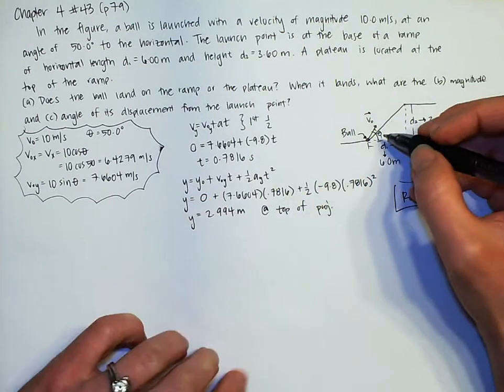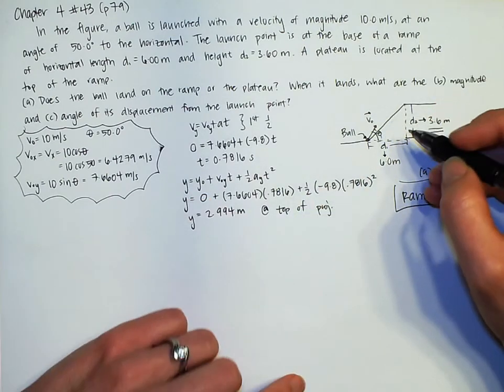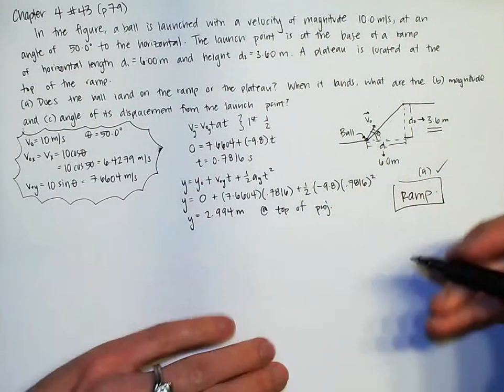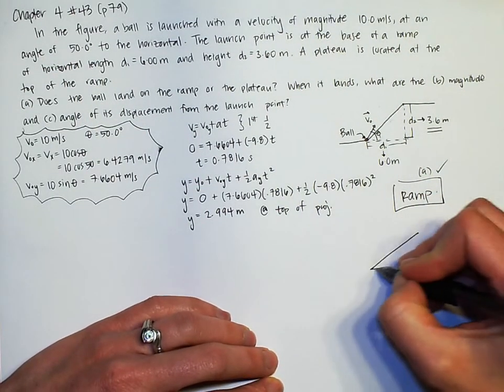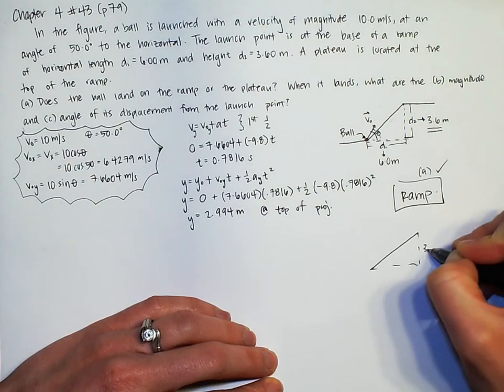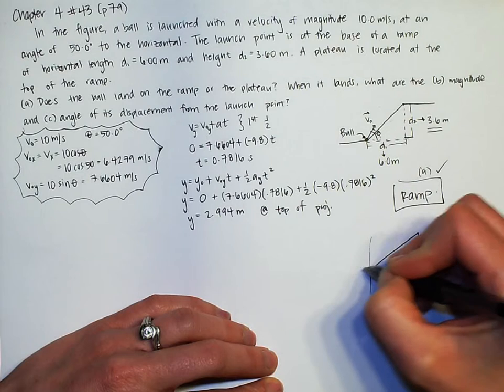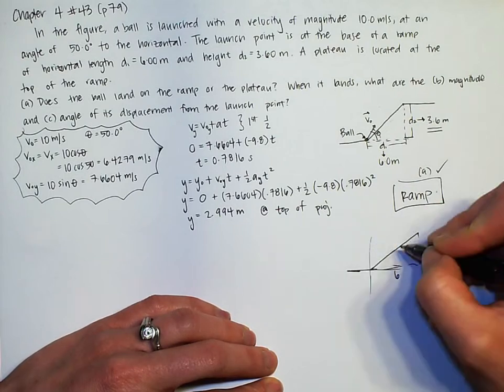But since we can't use a direct number, we have to use a relationship between y and x. And I know that if I'm 3.6 up and 6 over, then I essentially need to use an equation to relate my y and my x.